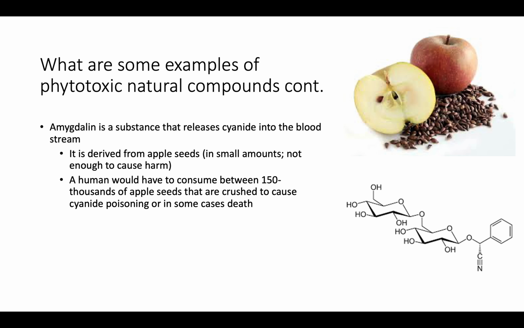Another example is amygdalin. It is a substance that releases cyanide into the bloodstream. It is derived from apple seeds, and usually in small amounts, so not enough to cause harm. However, if you wanted to, a human would have to consume between 150 to thousands of apple seeds that are crushed to cause cyanide poisoning, or in some cases, sudden death.